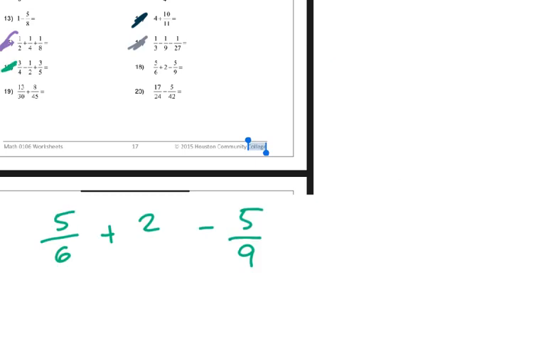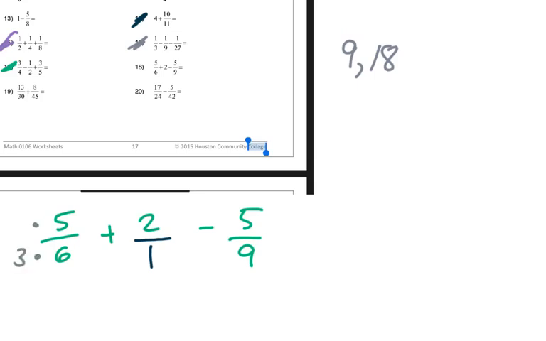Okay, so let's look at the next one, number 18, 5 over 6 plus 2 minus 5 over 9. Again, remember that 2 is the same thing as 2 over 1. I always like to do that to emphasize the fact that I'm going to do 2 over 1. And now we're going to have to find the LCM of 6, 1, and 9. So we're going to look at 9. We're going to say, hey, does 6 go into 9? No. Then we're going to do 9 times 2, which is 18. Does 6 go into 18 evenly? Yes, it does. So there we have it.